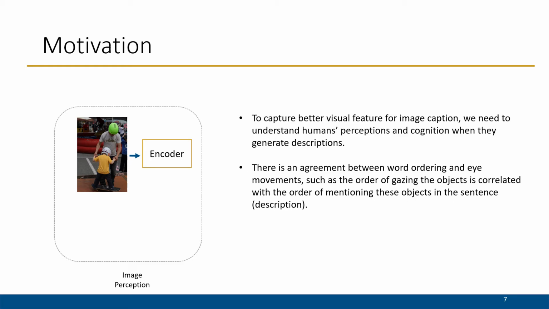To capture better visual features for image captioning, we need to understand the human's perception and cognition when they generate descriptions. Previous studies showed that there is an agreement between word ordering and eye movements, such as the order of gazing at an object is correlated with the order of mentioning this object in the sentence.